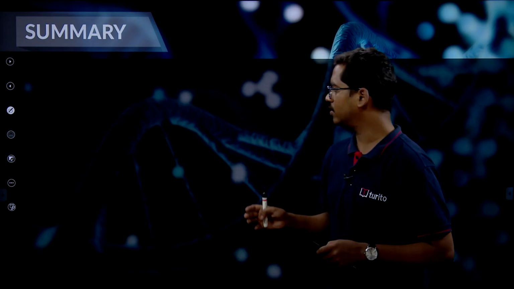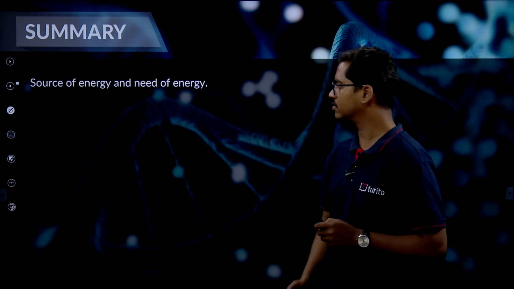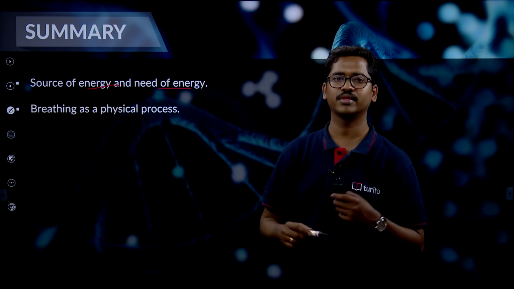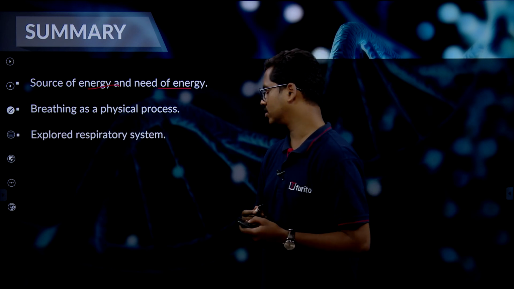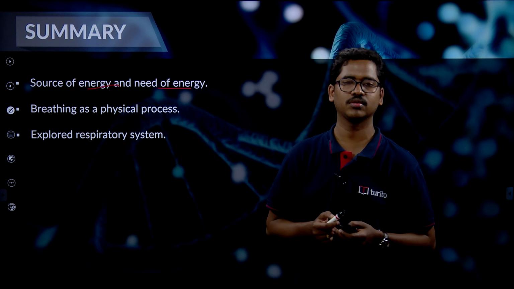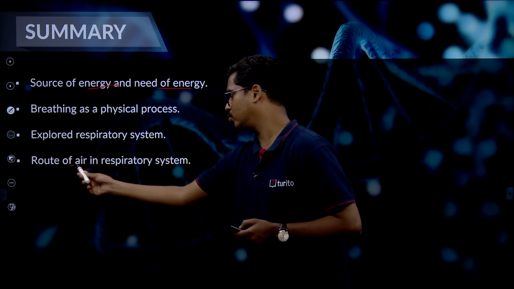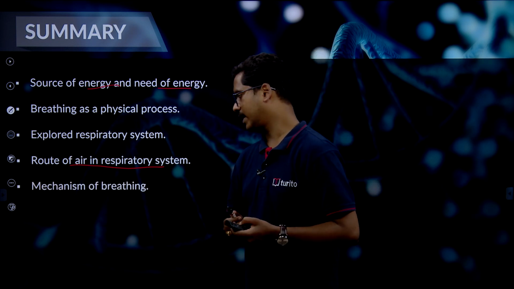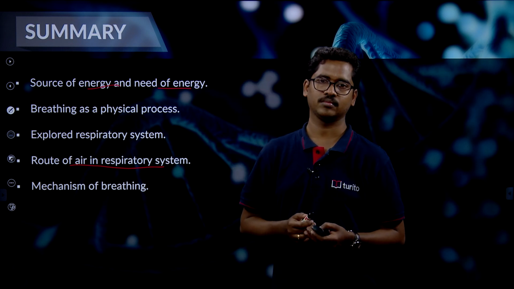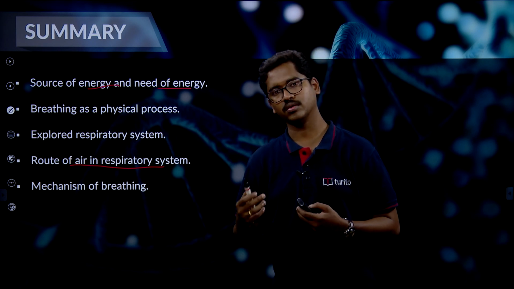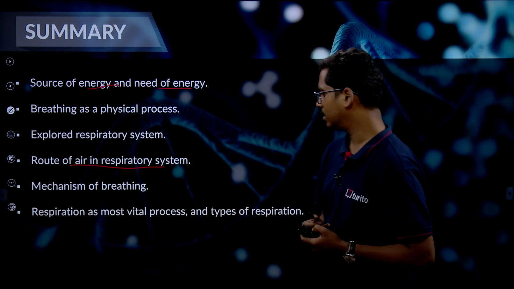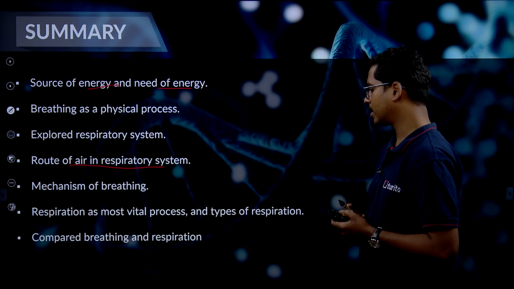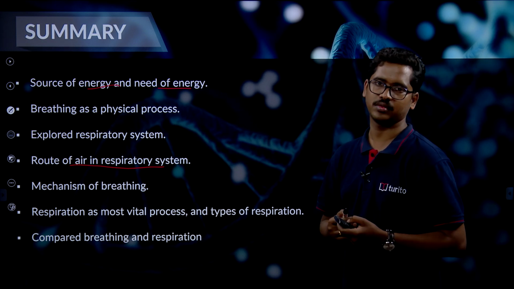Okay, so hope you understood the class here. So, this is the end. We would like to summarize the topics we have dealt with, starting with the source of energy and need of energy, why do we need it. We saw breathing as a physical process using various structures of the respiratory system. We explored those structures, understood the route of air when it is passing through the system, and saw the mechanism of breathing, how breathing is occurring. So, what are the organs involved, how those organs are acting, we understood that, followed by respiration as the most vital process and the types of respiration, and then compared the breathing and respiration processes.